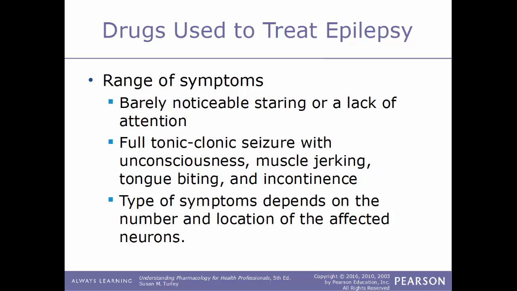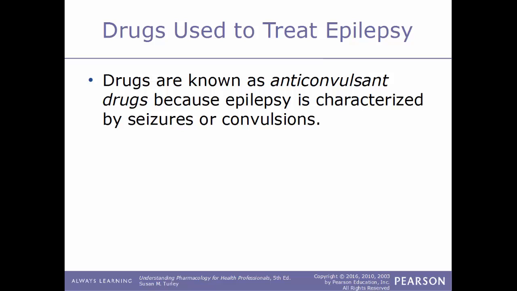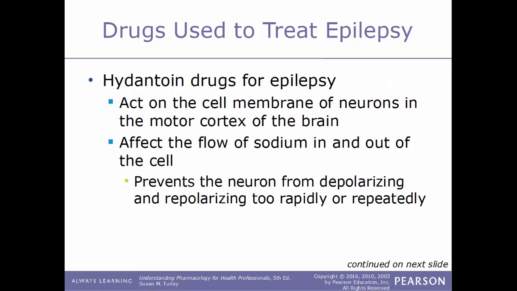There could be a barely noticeable staring or just a lack of attention. Or there could be a full tonic-clonic seizure with unconsciousness, muscle jerking, tongue biting, and incontinence. And the types of symptoms depend on the number and the location of the affected neurons. Now, the drugs that are given to treat epilepsy are known as anticonvulsant drugs because epilepsy is characterized by seizures or convulsions. There are several different categories of drugs that are used to treat epilepsy.